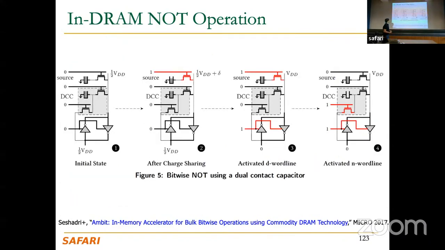And here you can see in a little bit more detail. We have some source that we want to invert. So we activate the source cell there, then we activate the sense amplifier, and then we activate this N word line of the dual contact cell in order to copy the inverted value to the row, or all inverted values to the row of dual contact cells. Any questions here?